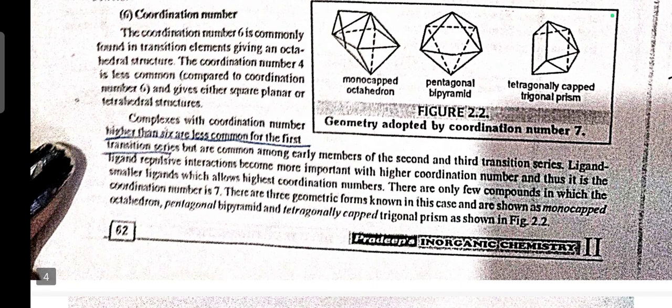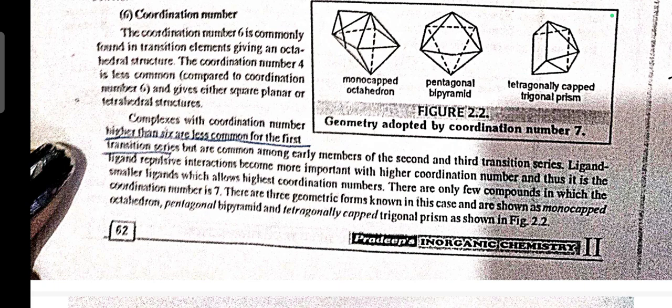Coordination number. The coordination number 6 is commonly found in transition elements, giving an octahedral structure. The coordination number 4 is less common compared to coordination number 6, and is either square planar or tetrahedral. Complexes with coordination number higher than 6 are less common for the first transition series but are common among early members of the second and third transition series. Ligand-ligand repulsive interaction becomes more important with a higher coordination number, and thus it is the smaller ligands which allow the highest coordination number. There are only a few compounds in which the coordination number is 7.